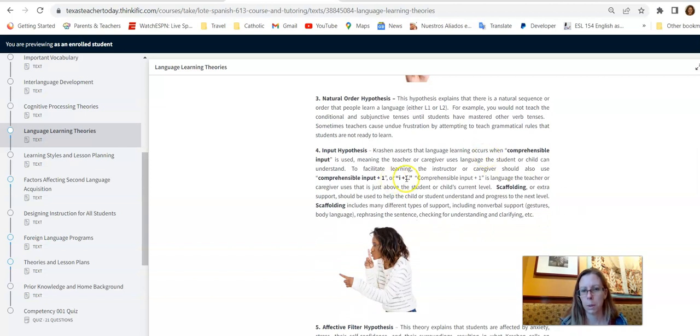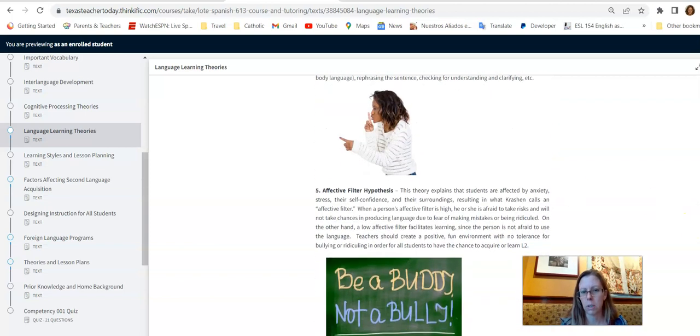This one's probably the most important one, the input hypothesis. He says we need to use a lot of comprehensible input when teaching, which is language they can already understand. And we also need to use I+1 or comprehensible input+1, which is language just above their current level. When we do that, we have to do it with scaffolding, which is extra language support, like nonverbal cues, gestures, body language, rephrasing, checking for understanding and clarifying. So if we use the comprehensible input, language they can already understand, and language just above their level, I+1, with scaffolding, they'll make a lot of progress in their language development.